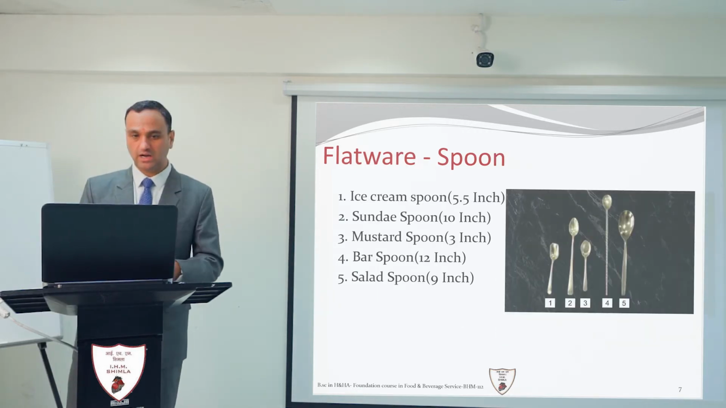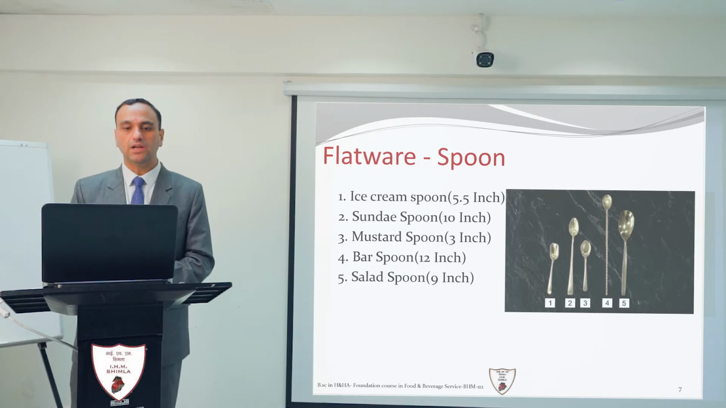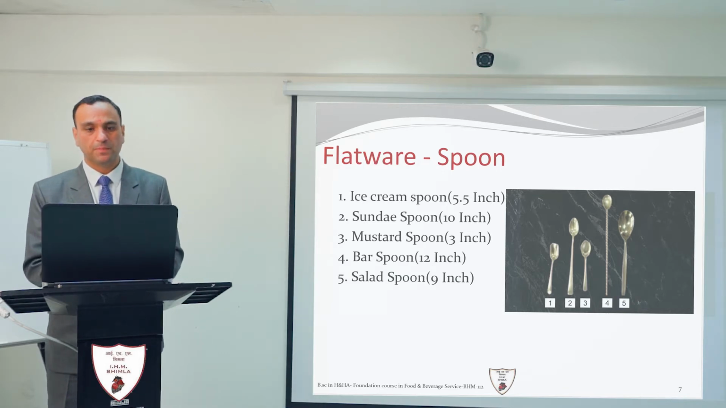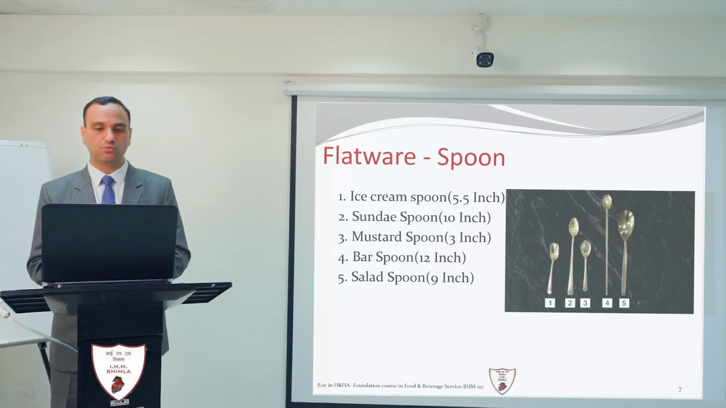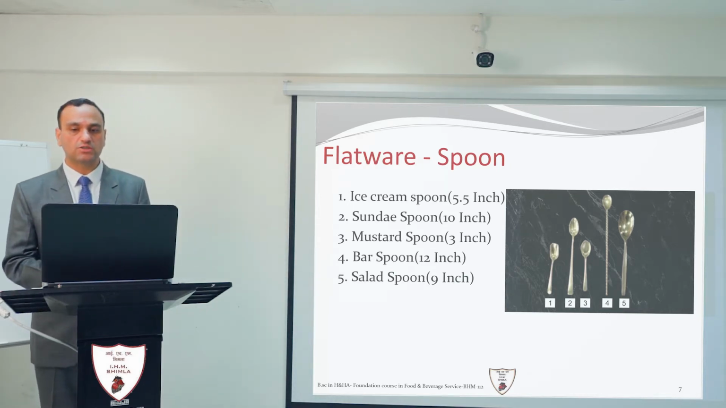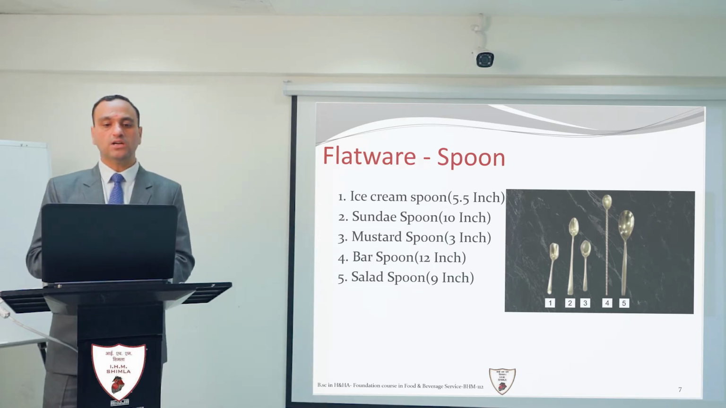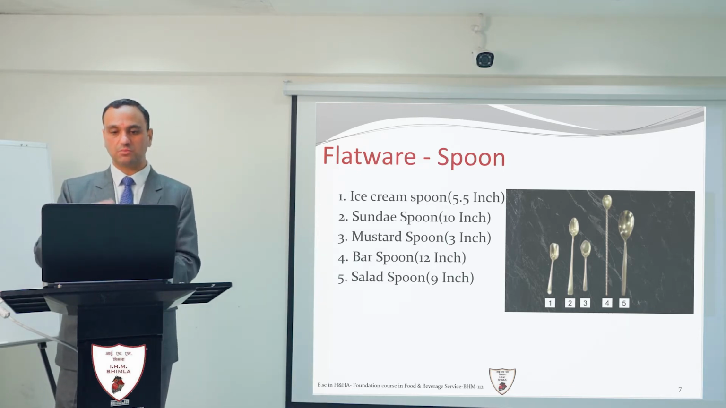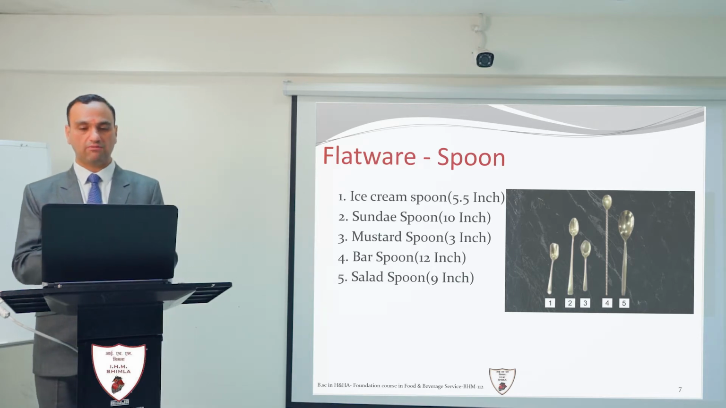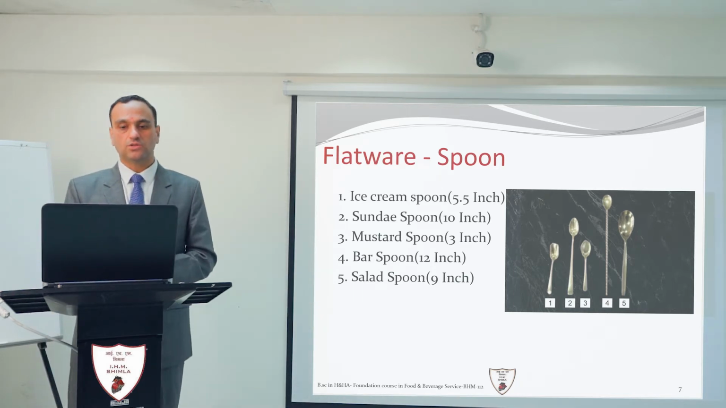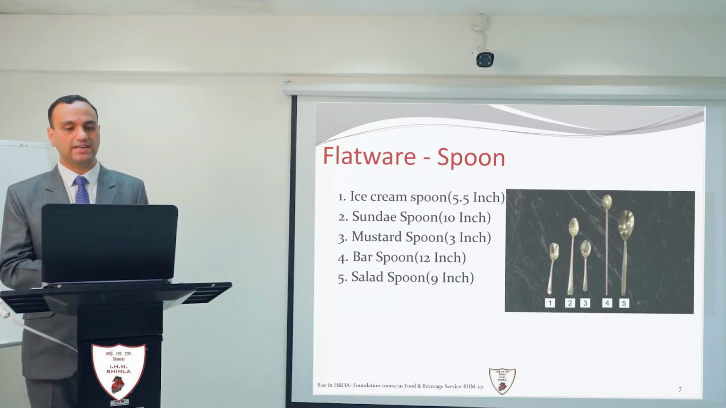If we move forward, another flatware in the spoon category, we have the ice cream spoon. The name itself shows that to have our ice creams, we utilize this spoon, and the size for this spoon is 5.5 inches. Next is Sunday spoon. Sunday spoon is for Sunday ice cream. Because of that, it is being placed in a Sunday bowl, and that requires a little larger spoon. So that's why we use this kind of spoon, Sunday spoon, for having our Sunday ice cream, etc. The size for this Sunday spoon is 10 inches.